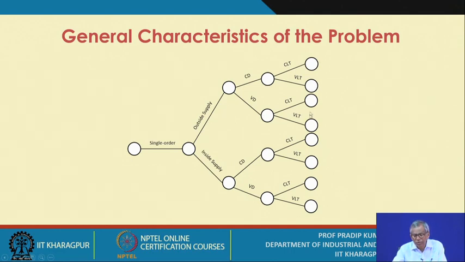1, 2, 3, 4, 5, 6, 7, 8. So 8 possible paths you have. That means 8 types of problems you might face. That means for each path you need to formulate a problem. You need to go for formulation, and then depending on the type of formulation, or the characteristics of the formulation, you search for the solutions or the solution steps.